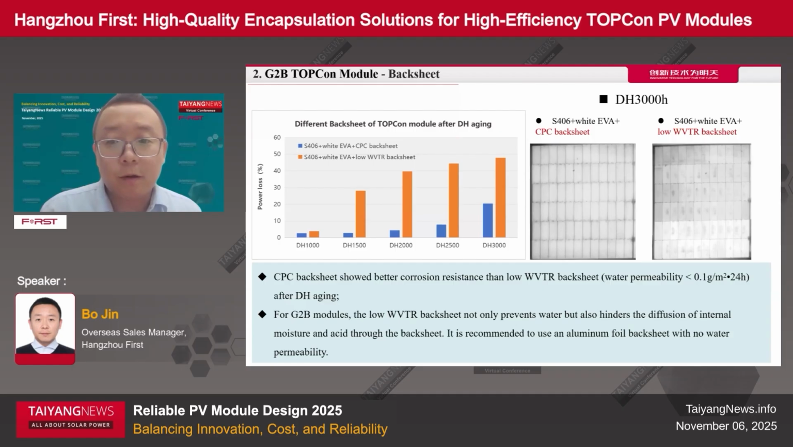And we see that when we use the standard backsheet and the low WVTR backsheet, the damp heat test result shows a very, how to say, unexpected result. When we use the standard CPC backsheet, the result is better. So we consider that the low WVTR backsheet, if it is not the aluminum backsheet, may not contribute too much to the damp heat aging properties of the TOPCon module. But if you really want to use a low WVTR backsheet, then maybe the aluminum backsheet can be the right option.